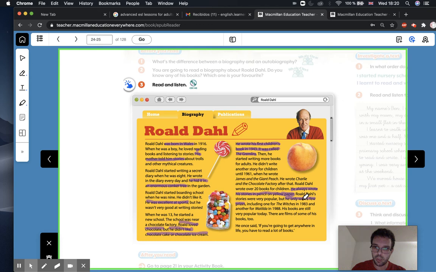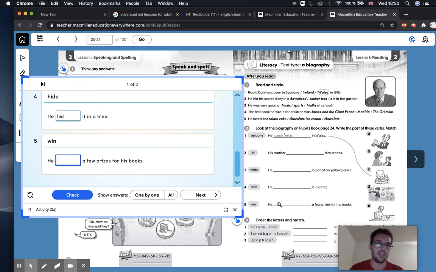He only won. Can we see the word won? Podemos ver la palabra aquí, won. Okay. This is win in the past. So, he won a few prizes for his books. Okay? Very good. Make sure you have all the correct answers written correctly in exercise 2.